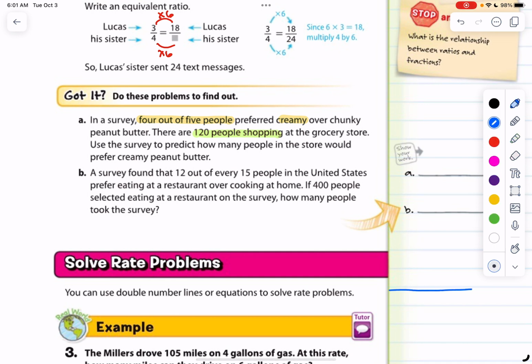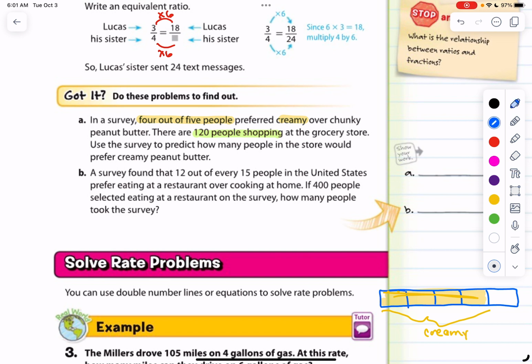Okay, so if our tape diagram looks like this, and this is 4 out of 5, so we need 5 sections. 1, 2, 3, 4, 5. I'm going to shade the 4. Oh, that's not a highlighter. Try again, Miss Munyon. Here we go. 4 out of 5 prefer creamy. These are the creamy prefer people. Creamy. How many are there in all?